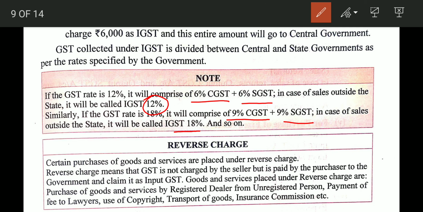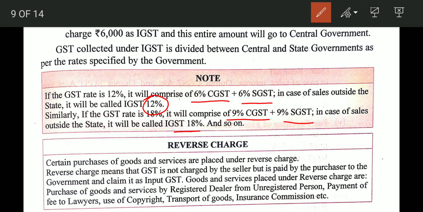Reverse charge. Certain purchases of goods and services are placed under reverse charge. Reverse charge means that GST is not charged by the seller but is paid by the purchaser to the government and claimed as input GST. Goods and services placed under reverse charge are purchase of goods and services by registered dealer from unregistered person, payment of fee to lawyer, use of copyright, transport of goods, insurance commission, etc.